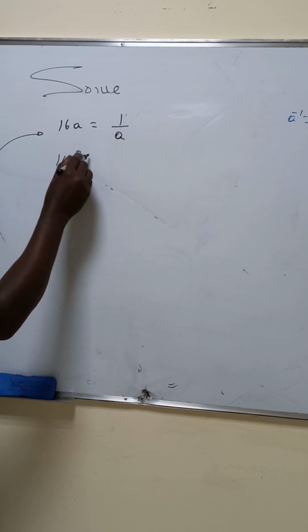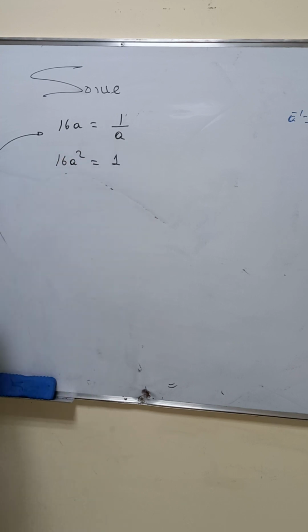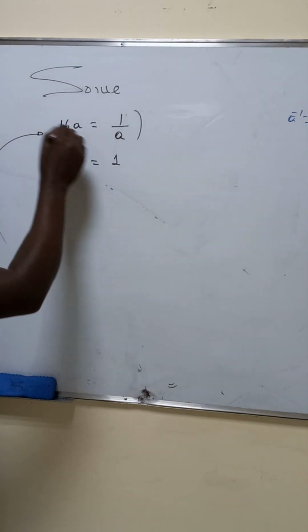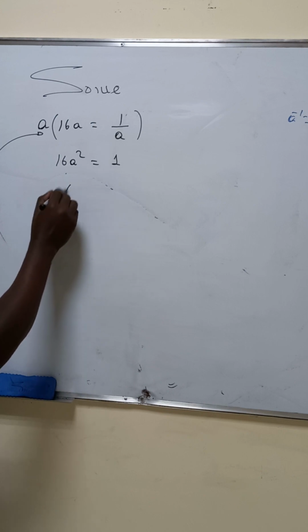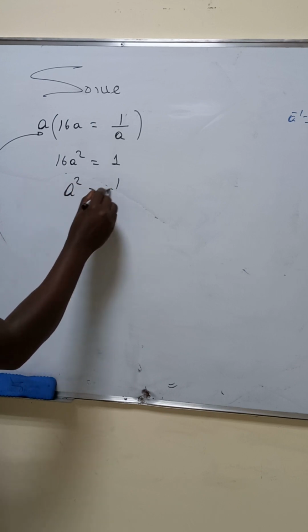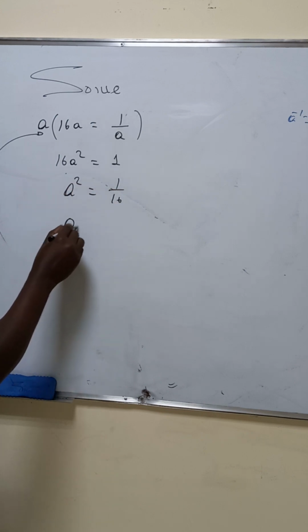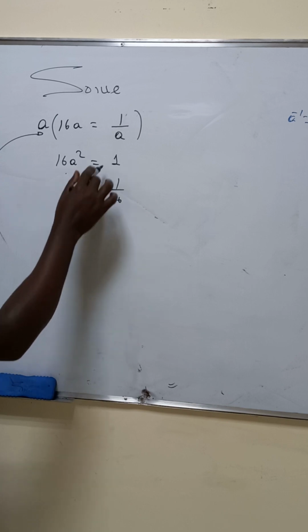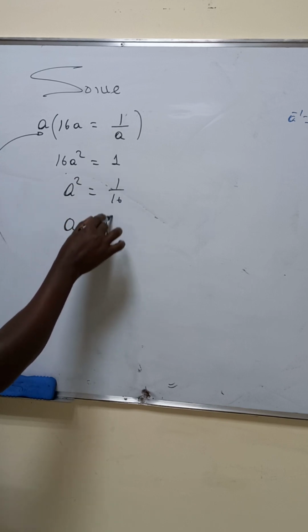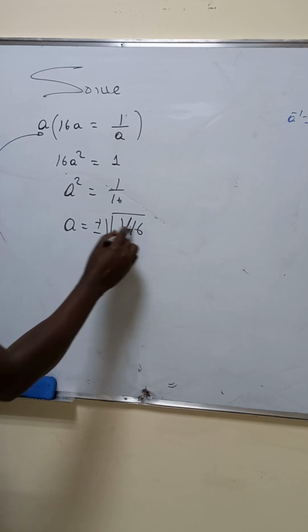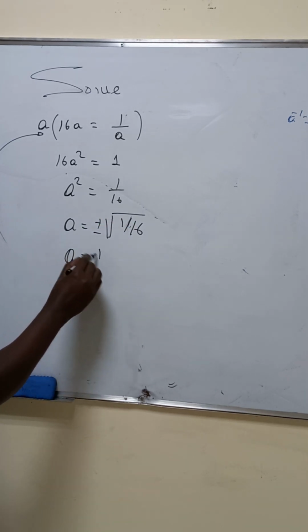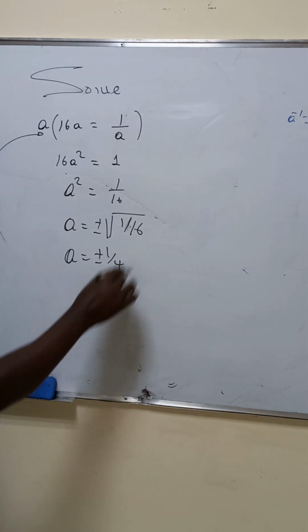16a² is going to be 1. That means when you multiply both sides by a, 16a² is 1, so a² will be 1 over 16, and a will be plus or minus the square root of 1 over 16. But a will be plus or minus 1 over 4.